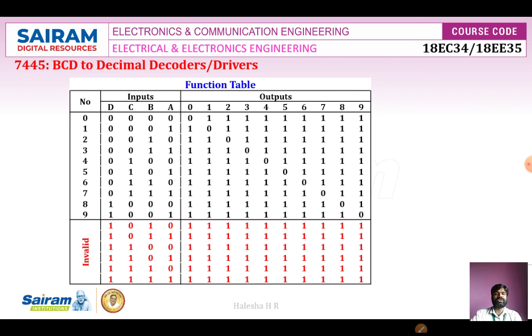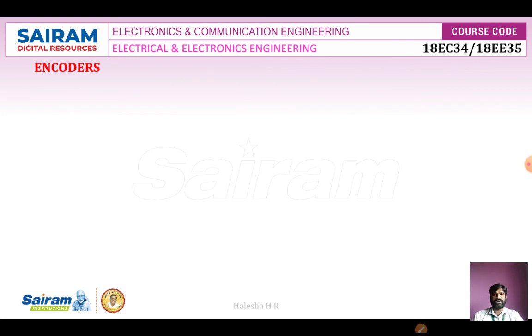So for 0, output 0 is selected, that is 0, remaining all 1. For 1, output is 0, the remaining all 1. For 7, output is 0, remaining all 1. And in red color, invalid is indicated. Invalid means all outputs are 1, active low, remaining off. Okay? So this is about the BCD to decimal decoder. Now we'll discuss encoders in the next video.